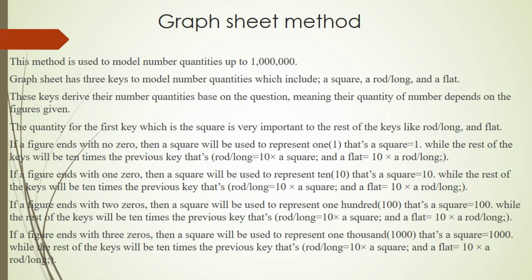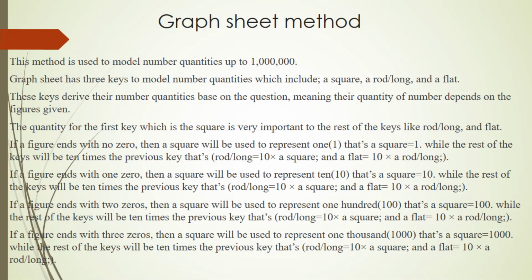From a deep line to a faint line is 1 centimeter by 1 centimeter, which is 1 square. That's exactly what we use, not a deep line to a deep line. From a deep line to a deep line will be 2 centimeters by 2 centimeters, which is a bigger square, but you use the smaller square within a graph sheet. The quantity for the first key, which is the square, is very important to the rest of the keys, like rod and flat.